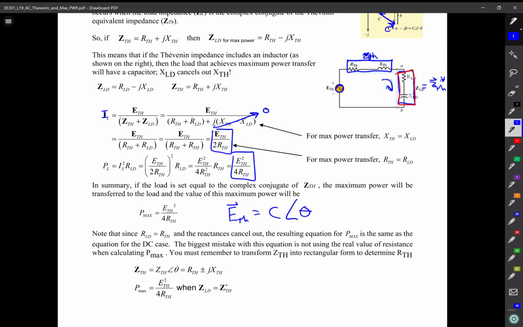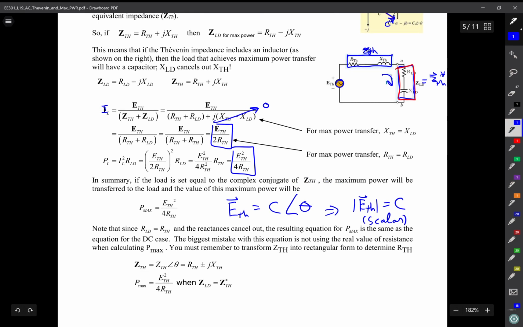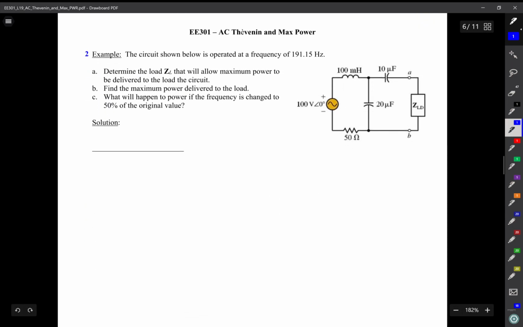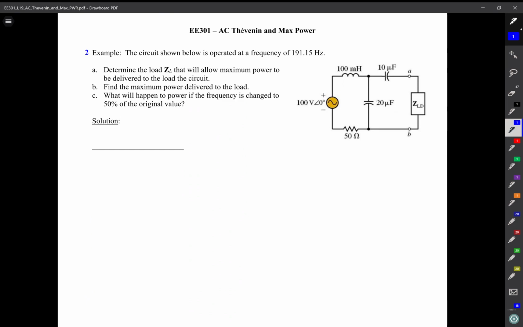So the magnitude of that E Thevenin vector is simply just C. So this is a scalar. So when I go to use the equation now, I'm just using the scalar value, or the magnitude of that vector, square it and divide it by 4 times R Thevenin, and that gives me real power, which is a real number. It's not a complex number. It's just real. Okay, and that's max power transfer. So let's do an example and see how this works.